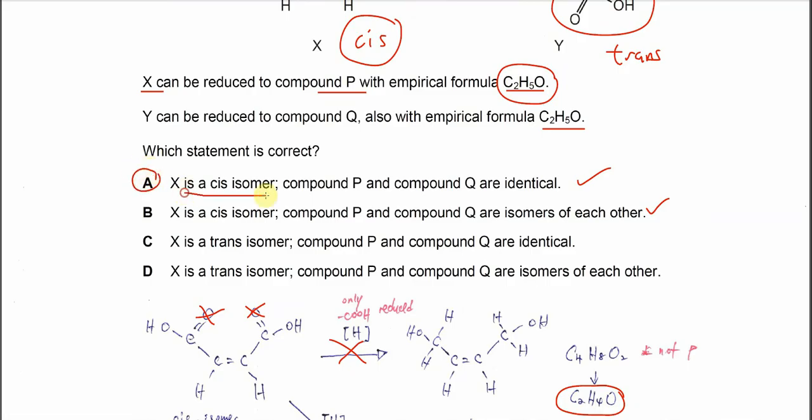Okay, X is a cis isomer. Compounds P and Q are identical, which is the butane-1,4-diol that I told you just now. The answer therefore is A. That's all.